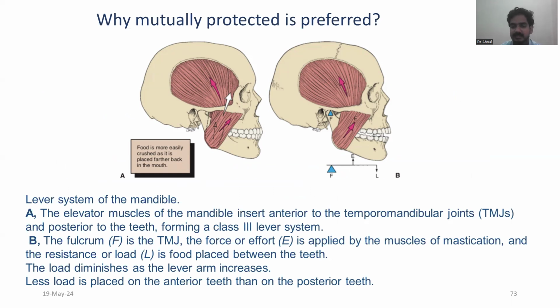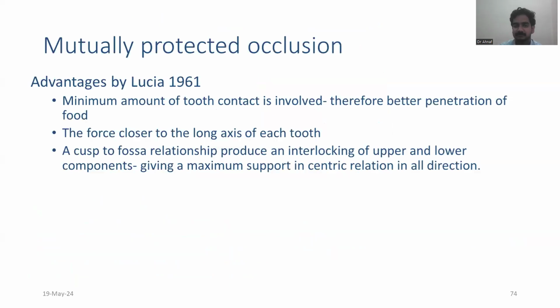So the fulcrum F, if you see the diagram, is the TMJ, and the effort E is applied by the muscles of mastication, and the resistance load L is the food placed between the teeth. So the load diminishes as the lever arm increases. When the load is placed on the anterior teeth, the amount of load is decreased because the length of the lever arm is increased. So less load is placed on the anterior teeth than on the posterior teeth.